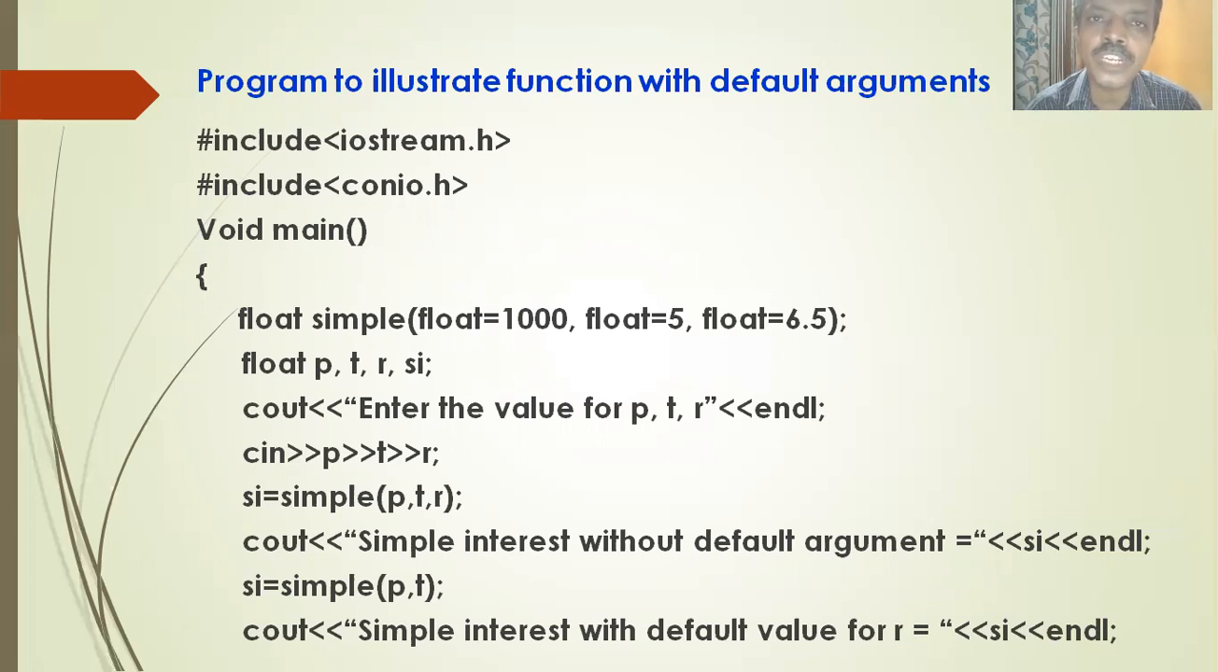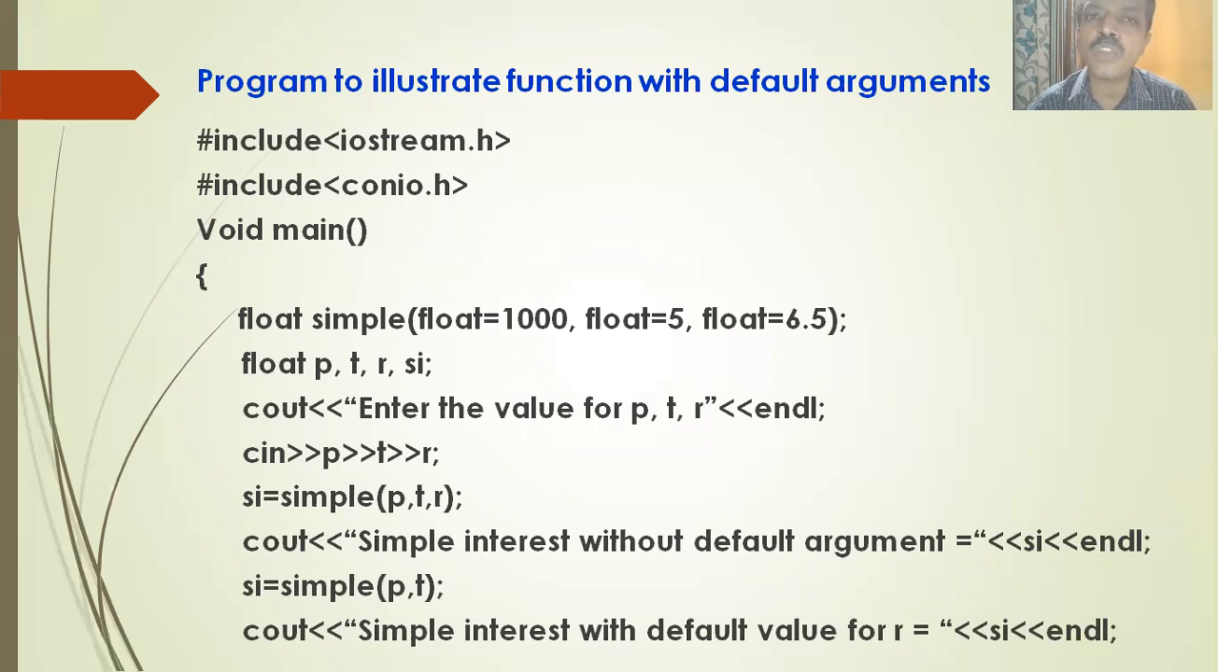We know that in your high school you have studied how to calculate the simple interest. The formula to find the simple interest is PTR by 100. P is the principal, T is the time period, R is the rate of interest. So I write a function called simple, float P equal to 1000, float T equal to 5, float R equal to 6.5, and the return type is float. The function name is simple. It takes 3 arguments, and if the last argument is missing, then the default value is 6.5. If the last 2 are missing, the default values are 5 and 6.5. And if all the 3 are missing, the default values are 1000, 5, 6.5.